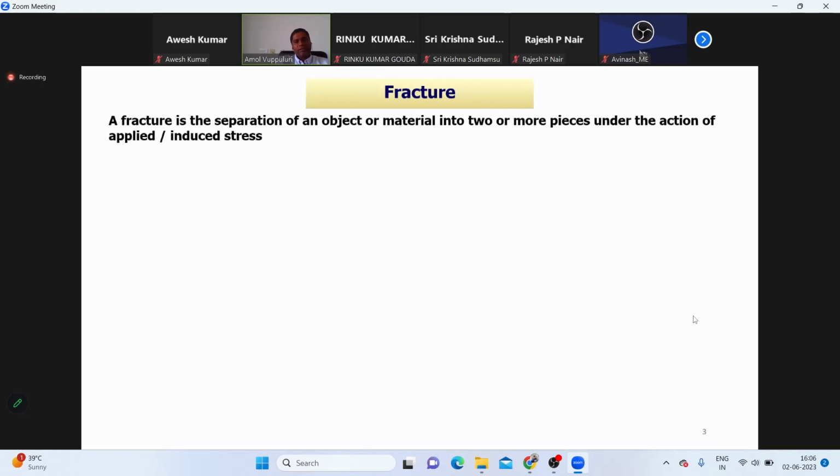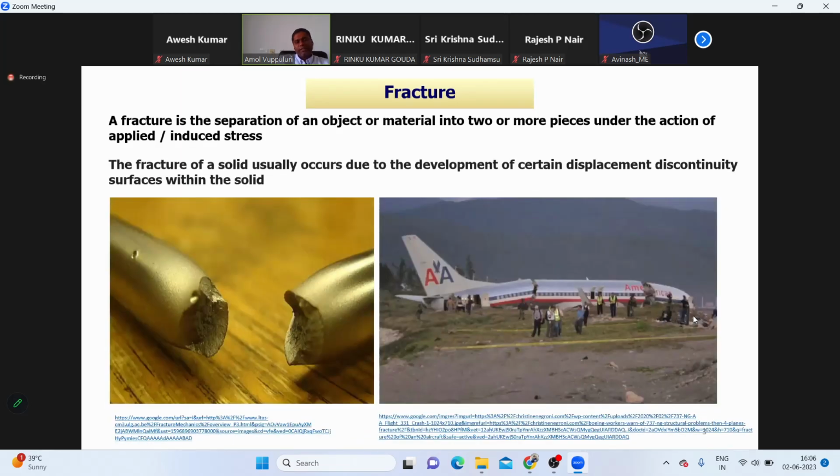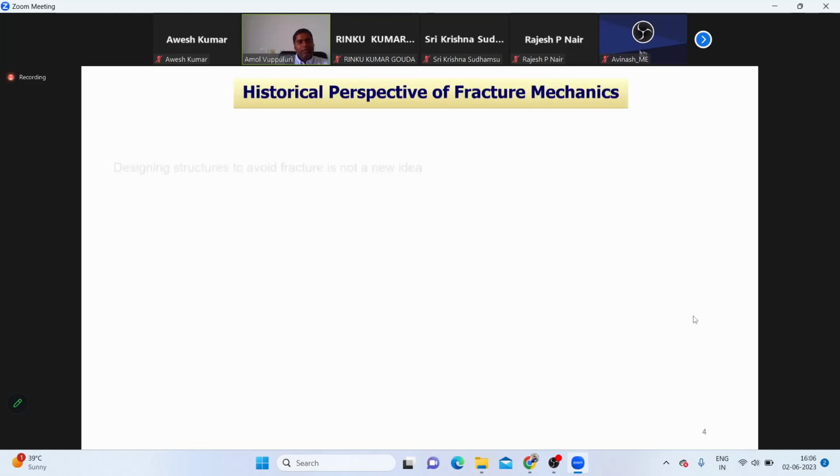Fracture is nothing but the separation of an object or a material into 2 or more pieces under the action of an applied stress or a stimulus. Whenever there is a fracture, there are certain discontinuities which are generated in a component, and definitely displacement discontinuity is one of them. Okay. So designing structures to avoid fracture is not a new idea.